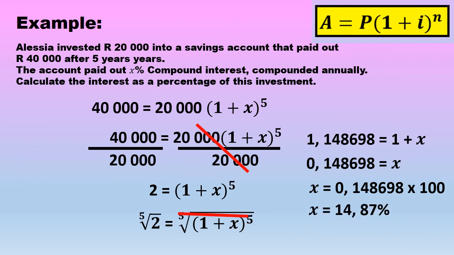The percentage compound interest should have been 14,87%. And again, you can go and insert that in the beginning of your equation there and see whether it gave you 40,000 Rand.